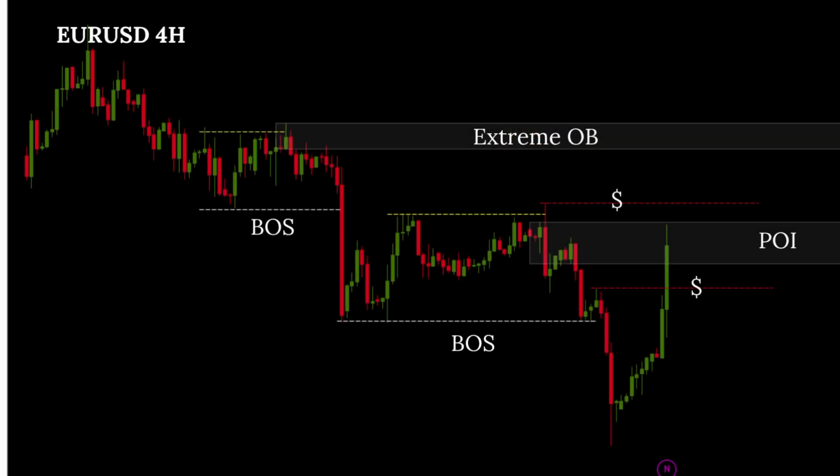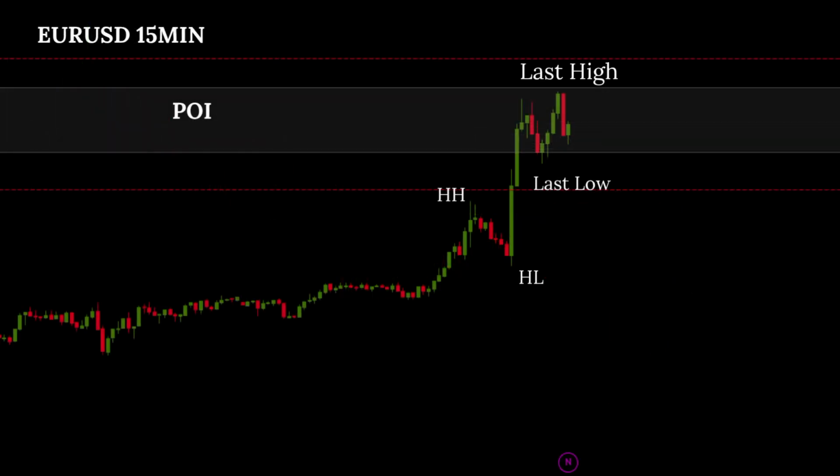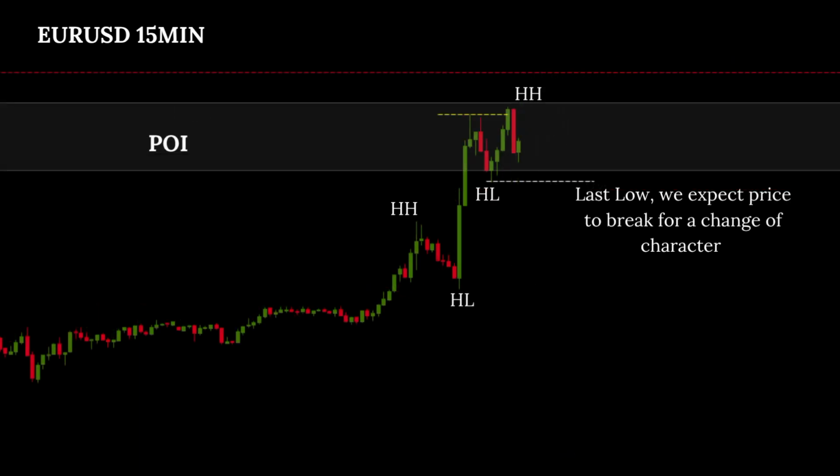Here on Euro-USD 4-hour time frame, market is trending bearish, so we're looking for only selling opportunities. Price is already at our POI. For refined entry, we go to the 15 minutes time frame. On the 15-minute time frame, the market is initially bullish, forming higher highs and higher lows. Upon reaching the point of interest, POI, price reacts and forms another high, grabbing liquidity.